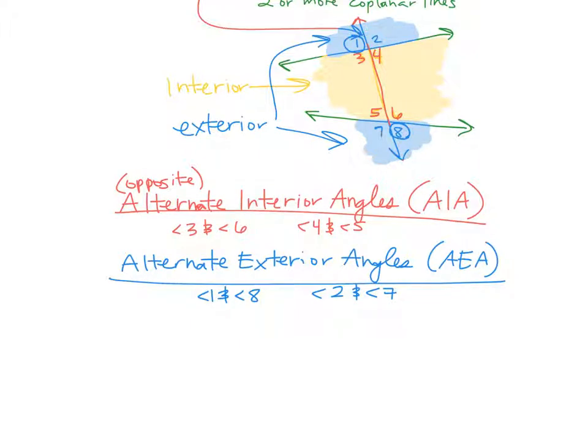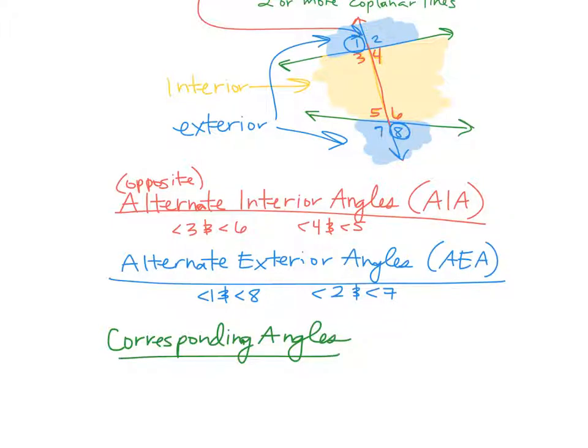Okay, probably the one that gets confused the most, I feel like, is the corresponding angles. So far we've had 2 pairs of each type, and that will be the case for any setup like this where it's 2 lines and 1 transversal. But with corresponding angles, there's 4 pairs, and here's how you have to think of it. If you think about corresponding angles, if we put them in corresponding locations, they will be corresponding angles.